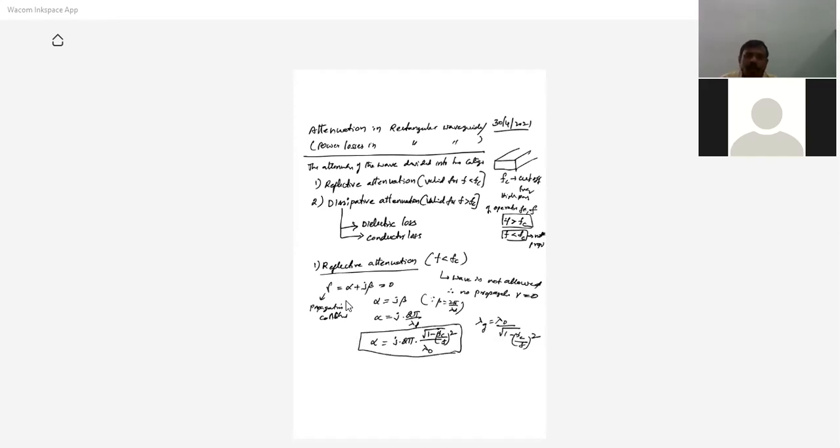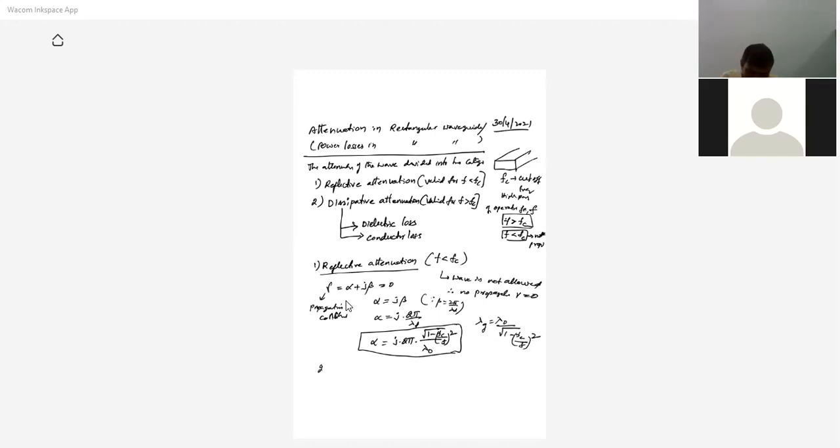So for the reactive attenuation, alpha is equal to j 2 pi by lambda naught into root of 1 minus (fc by f) whole square. Right? This is the reactive attenuation.